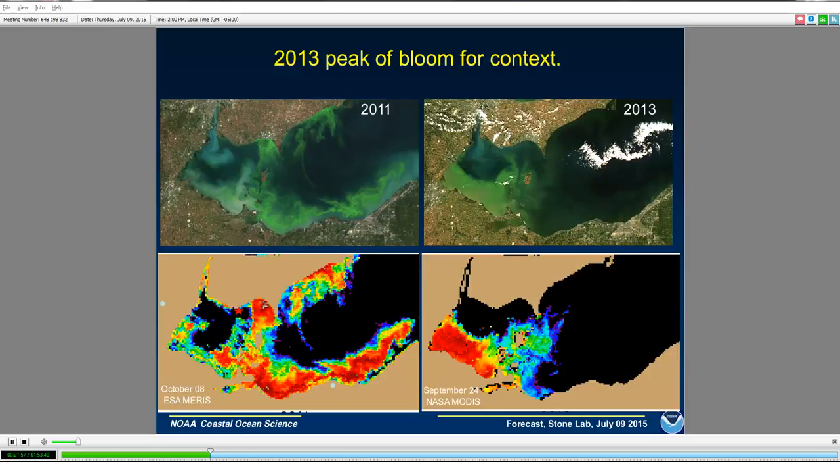And to get some context, when we talk about 2013, what does that look like, and how does it compare to 2011? Because that's kind of the range. For 2011 and 2013, we have true color images on the top and the actual bloom on the bottom. The warmest colors are the high bloom. If it's in the cool colors, that is presence but at low risk. You can see 2011 covered from Toledo to well past Cleveland. 2013 was much more constrained in the Western Basin, though of course very intense in that area.